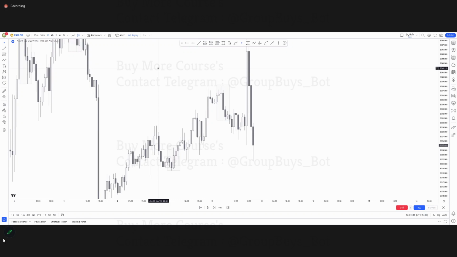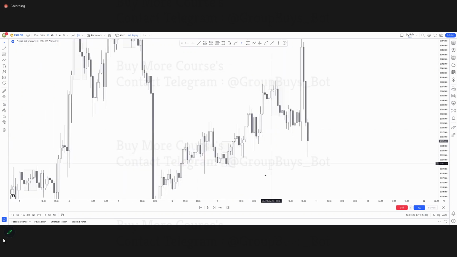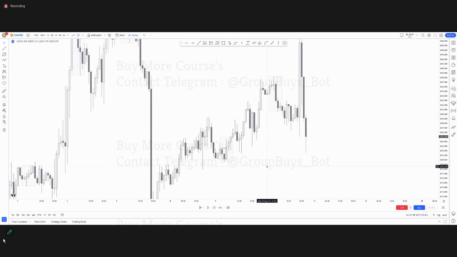Because the price is not actually clean on the lower time frame. So don't go lower, just stick with the higher time frame. 15 minutes, 30 minutes, you can use to look for trend lines and to look for refinements and steps. And I suggest sticking with the 1 hour time frame as the lowest time frame to look for strong highs or strong lows.